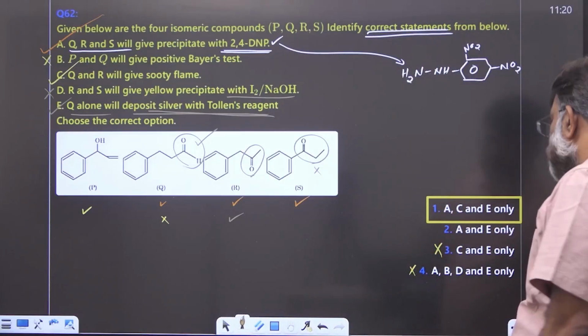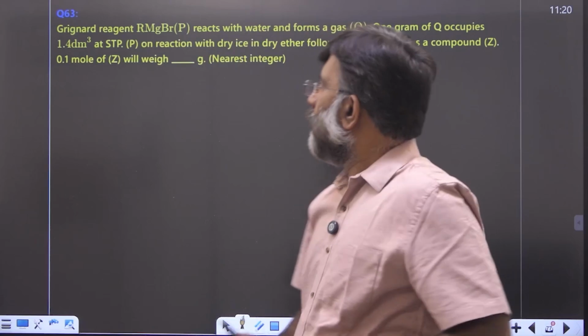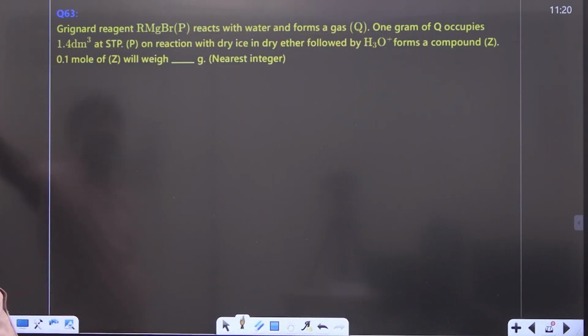Next question, question number 63. Let's try: Grignard reagent RMgBr reacts with water and forms gas Q.